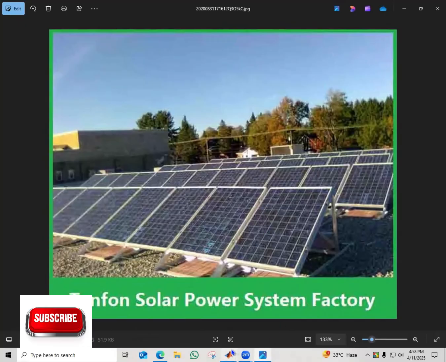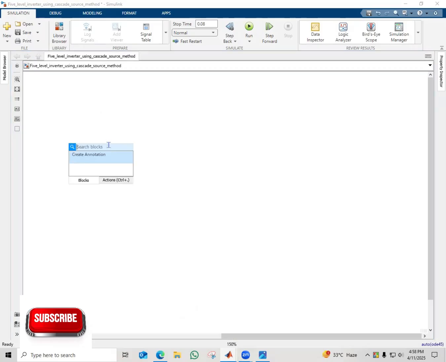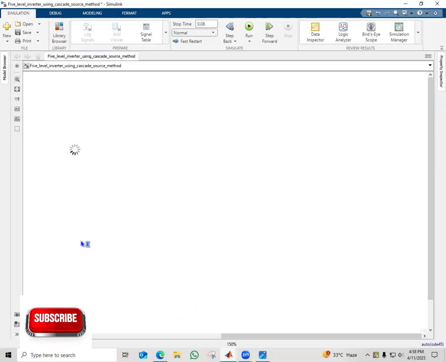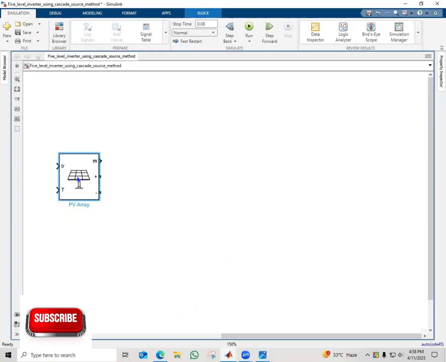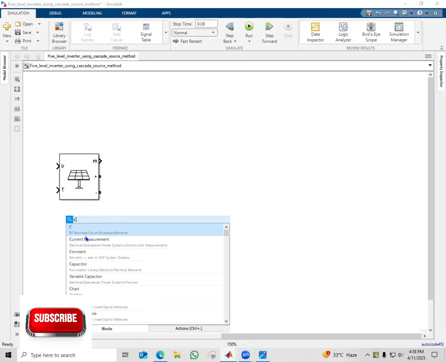So first of all, we have to go to the simulating part. Here I have come to the simulating part. Now we have to take some parameters. So first of all, we have to take a PV array. So I am taking here a PV array. Here two terminals are shown, that are IR and T. IR means the radiation part and T means the temperature. So we need two constants.